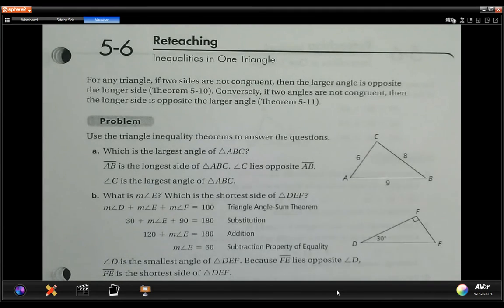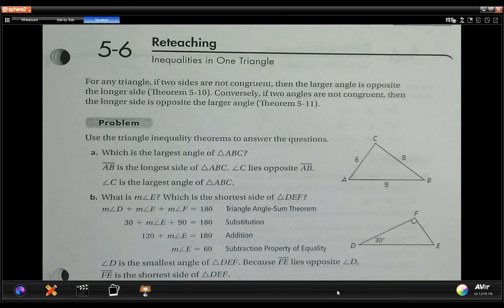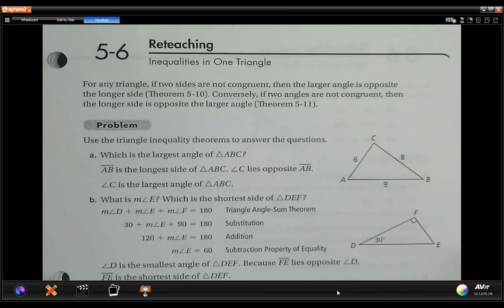All right, guys, today we're going to be talking about 5-6, which is inequalities in one triangle. This is going to be really easy once we take a look at this. It's just something maybe you've not seen before. So I'm kind of excited about this actually because I know this is going to be something you're going to remember probably for a long time. So let's look at this.